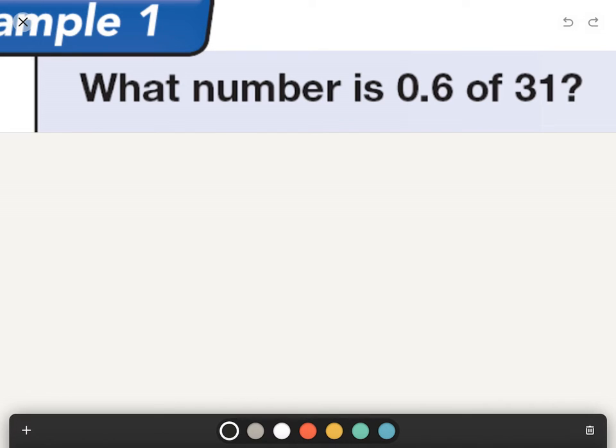Saxon likes to do this. So, what number? And for some reason, I always end up feeling like I have to say it like this. So they do this for what number? So we're not going like X equals and then our equation here. We're actually representing what number? WN. What number? So what number is 6/10 of 31?